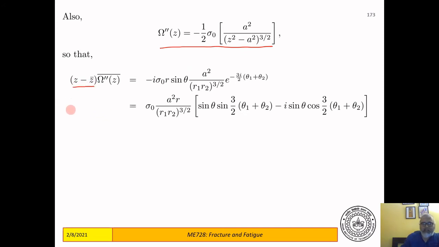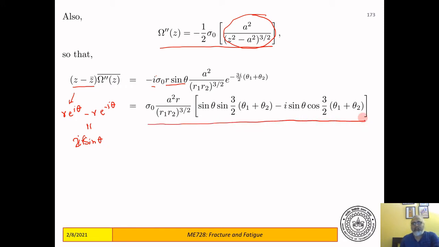Z minus z bar is, z is r e to the power i theta minus r e to the power minus i theta, which is equal to 2i sine theta. So this 2 cancels with this 2, so you have 2i r sine theta here, sigma naught is here, and then this part now you write in terms of r1 and r2. So this is the second term in the equation.